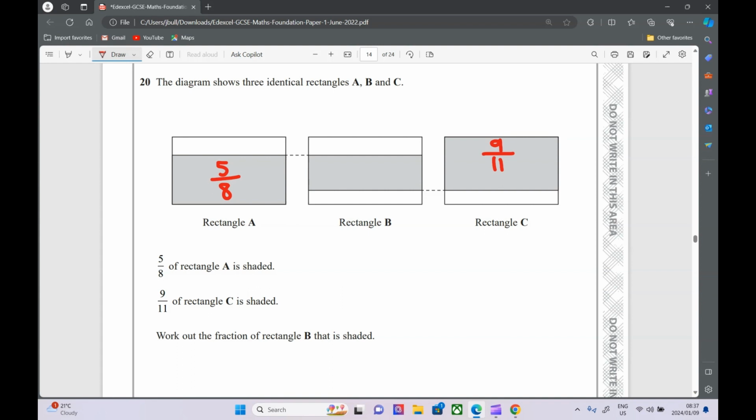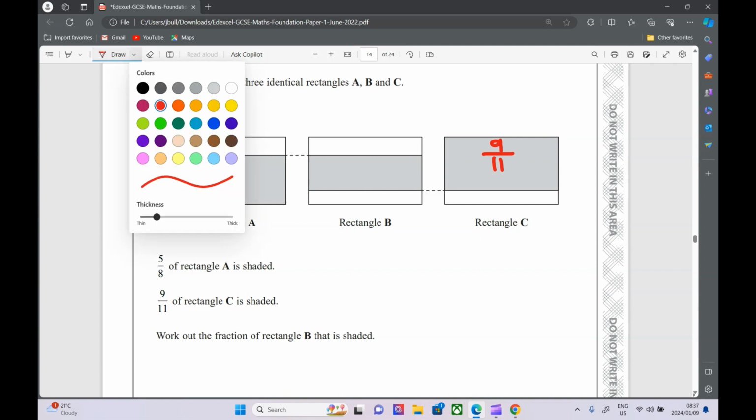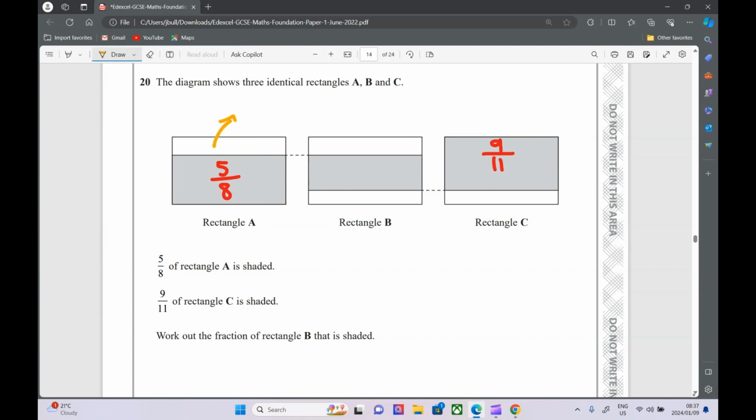Okay, so let's work out the part that's left over. I think that will help us to start with. So if this is 5/8 that is shaded, let's do what's not shaded in A first. So that means this part here has to be 3/8 not shaded. And we can see that is the same. So this part here, they've shown is the same as this part here. So that is 3/8.